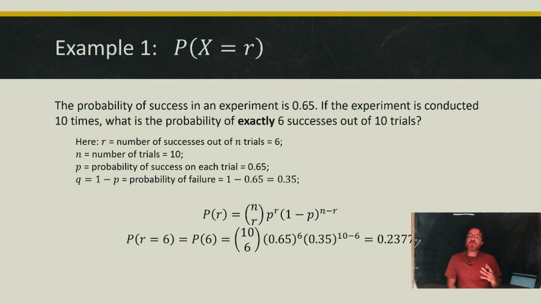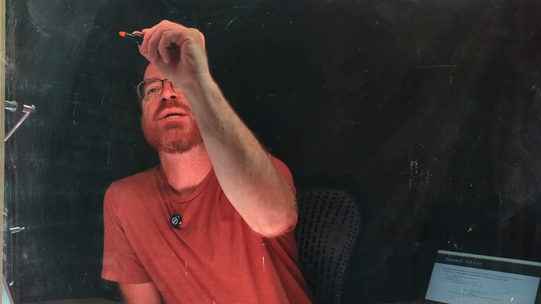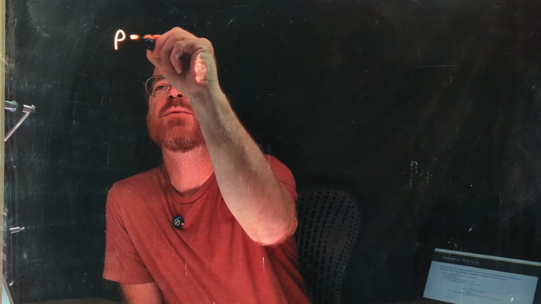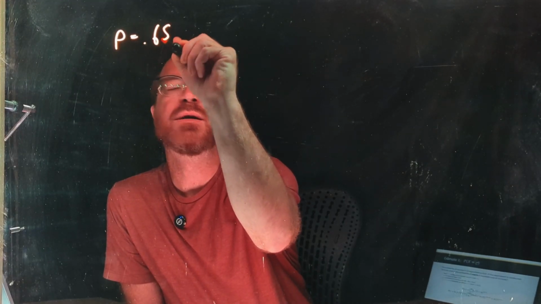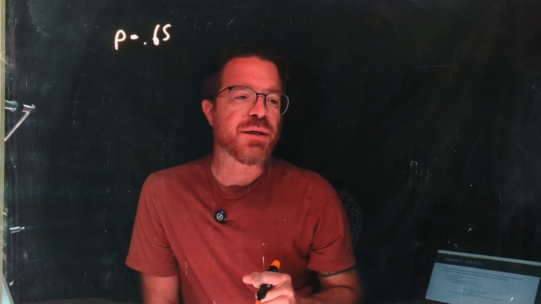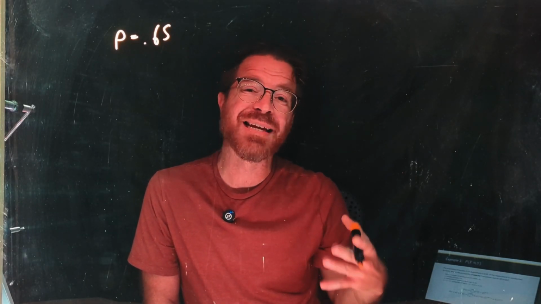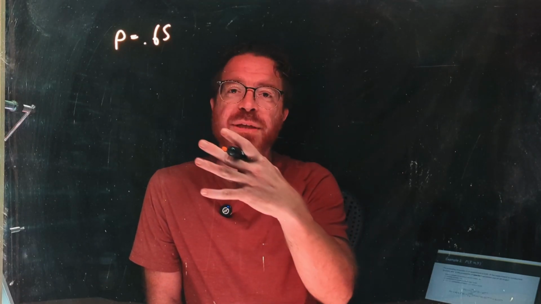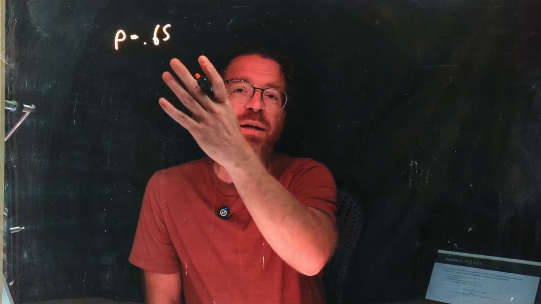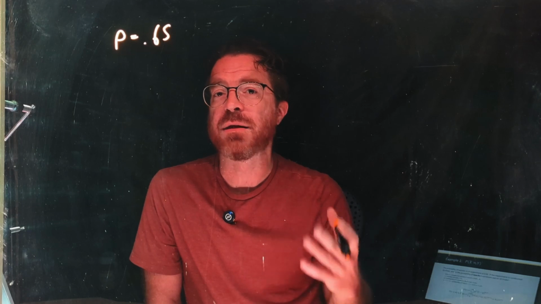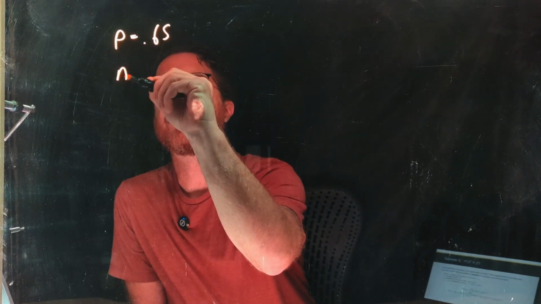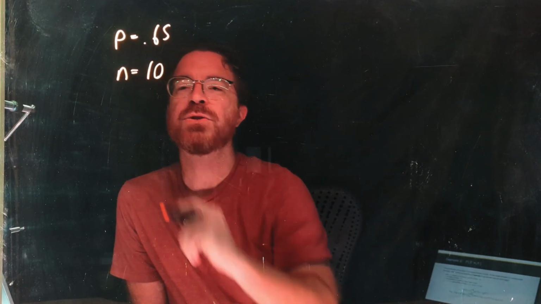Hello. We're going to do some examples for the binomial probability distribution. So the first example says that the probability of success of an experiment is 0.65. So we have p equals 0.65. If the experiment is conducted 10 times, that means that this is going to be done 10 times. We have 10 trials. So for example, this might be that we're flipping 10 coins with a weighted coin of probability of success of 0.65. So we have n equals 10 total trials.